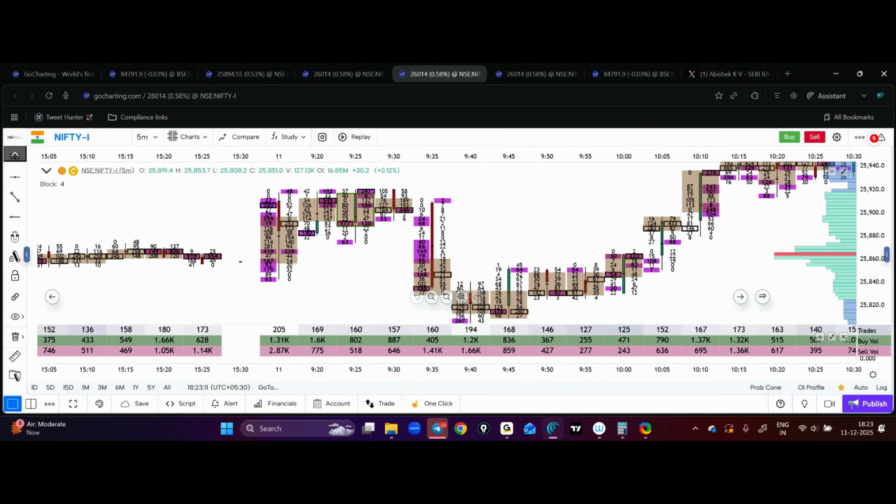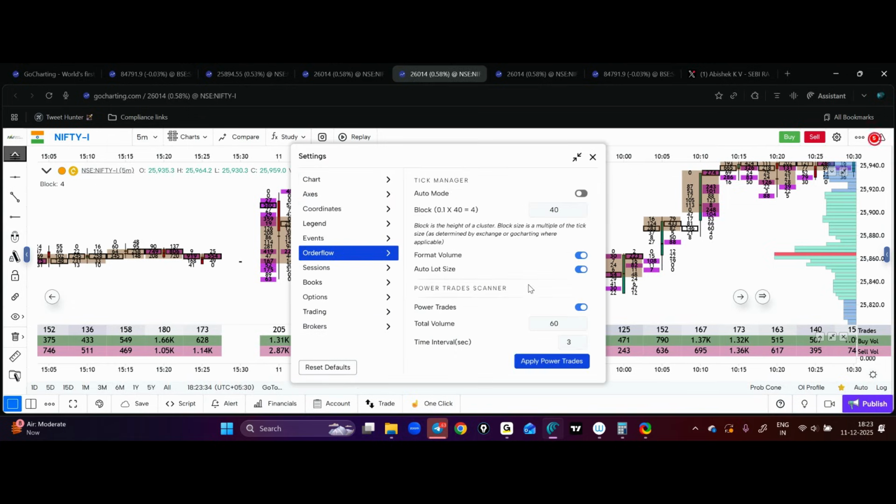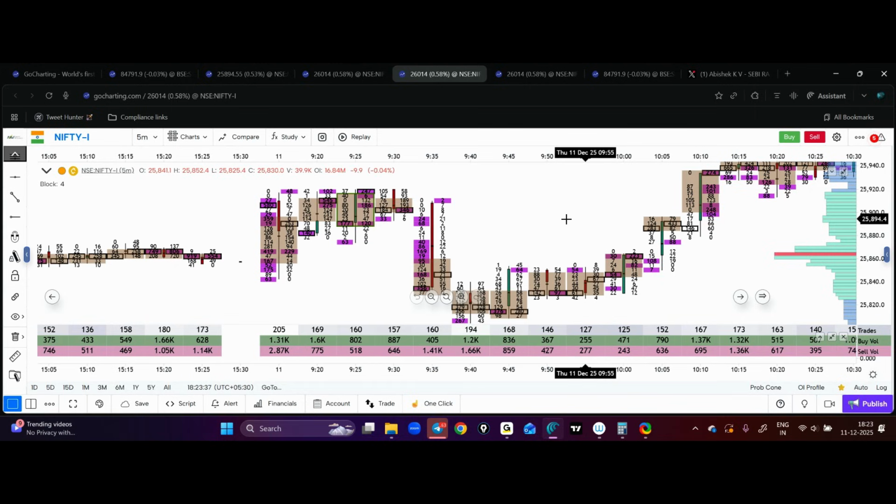How many of you use footprint charts? Okay, a lot of people use footprint charts. Good. So basically, footprint or order flow charts tell you what are the volumes that are being traded at every price point in live markets.